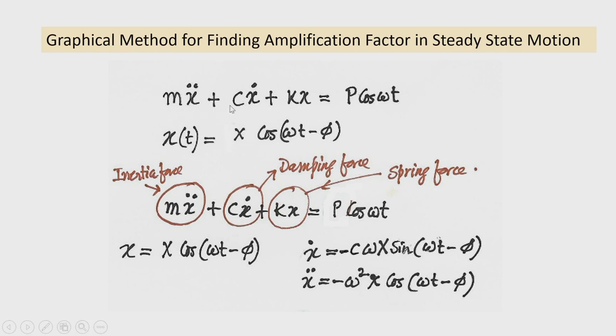So, m x double dot plus c x dot plus k x equal to p cos omega t. Here m x double dot is the inertia force, c x dot is the damping force and k x is the spring force, p is the amplitude of the exciting force, and we know that the steady state motion or displacement is represented by capital X cos of omega t minus phi. So we have written the derivatives of x. The derivative of x, that is the velocity, is minus omega capital X sin of omega t minus phi, and the acceleration is minus omega square X cos of omega t minus phi.